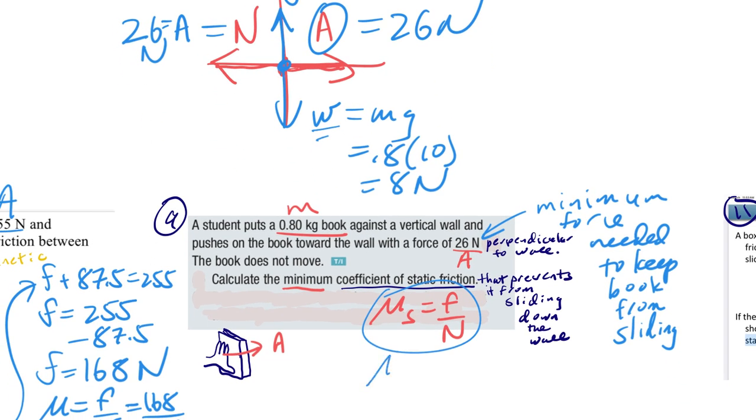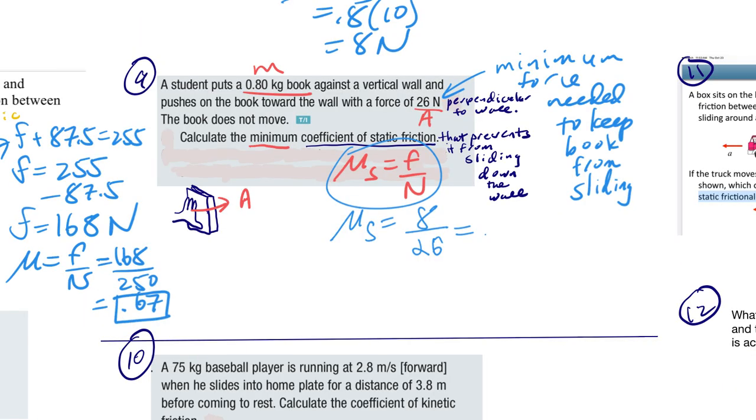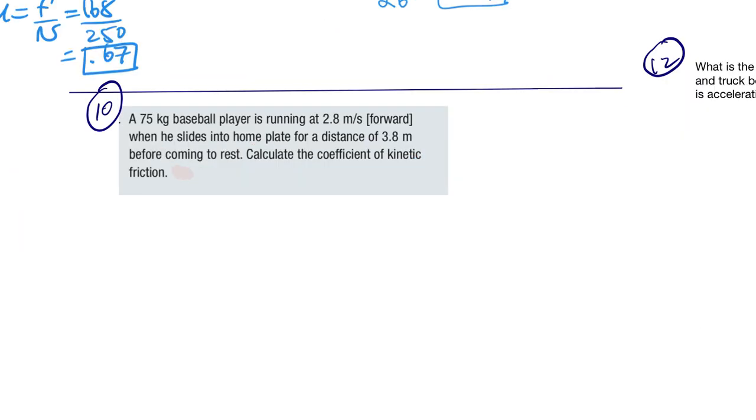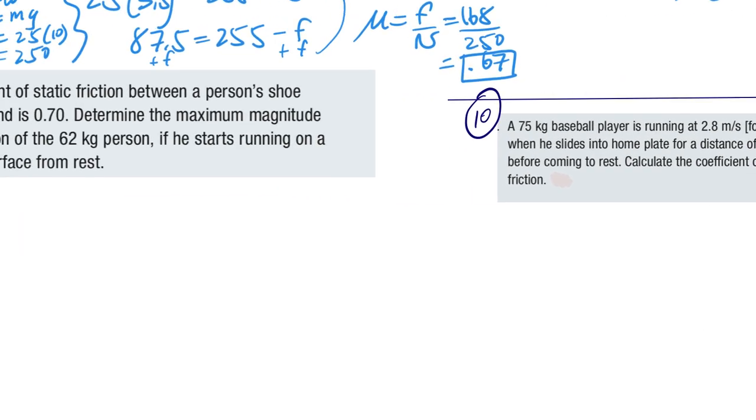So we can now go down to here and plug in the numbers. The friction is 8. The normal force is 26. So 8 divided by 26 comes out to be 0.31. Okay, so 0.31 is the coefficient of static friction. Okay, it looks like I forgot this one over here.